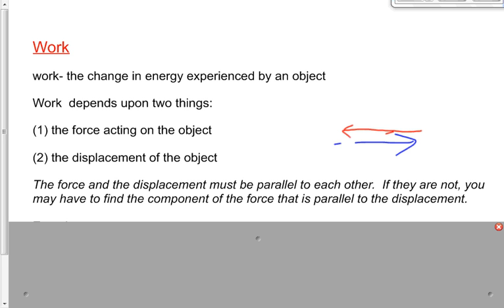Either way, I've got to apply the force parallel to the displacement in order to change the energy of the curling rock.